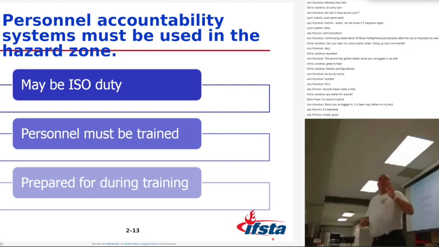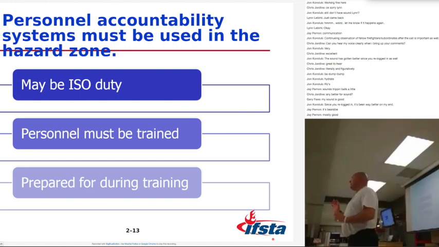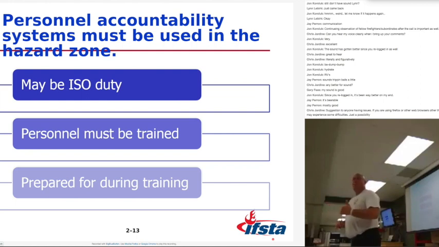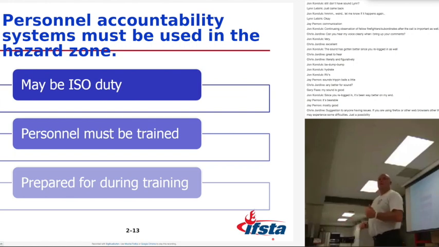So the accountability may be the incident safety officer's duty, maybe up to them. I don't like that, because if we have a large scene, we could have vehicles that are 100 feet apart. Can a safety officer see everything? No. Safety belongs on each person, and it belongs on that truck officer. Personnel must be trained.